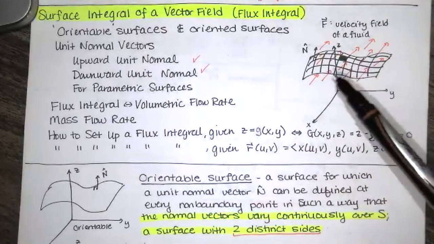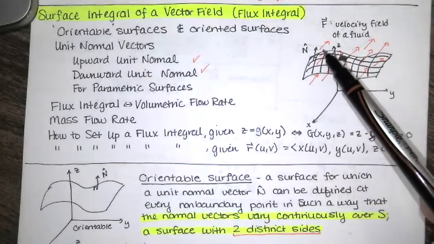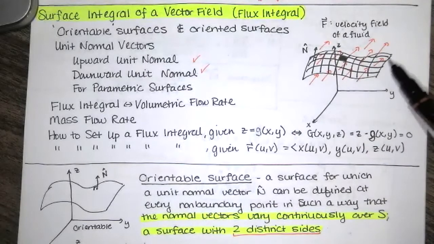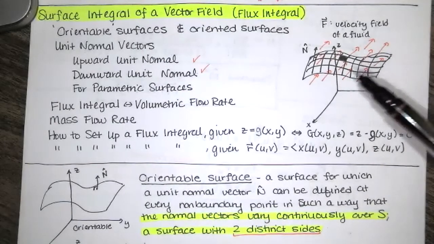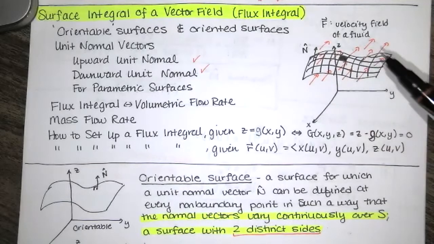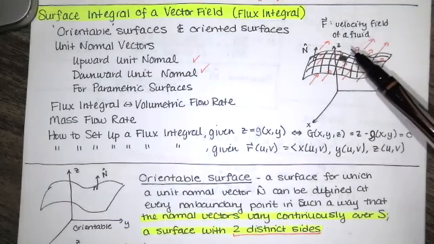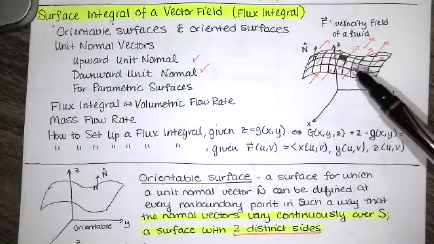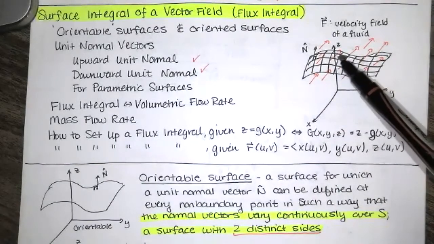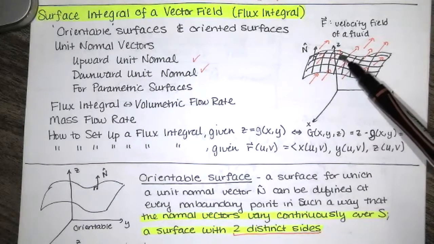Here's the idea. Let's say I've got some surface like this, and maybe the velocity field of the fluid is represented by all of these little red vectors. If the fluid is moving through the surface this way, I might be interested in how much fluid is moving through the surface per unit time. And it turns out that I can find out how much volume is going through the surface per unit time by calculating a surface integral. I'm looking at the amount of fluid that goes through that little patch per unit time. We'll be able to find that using a surface integral.